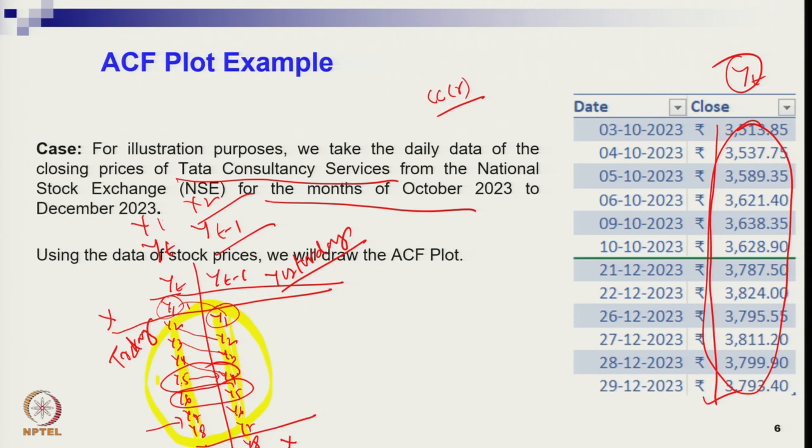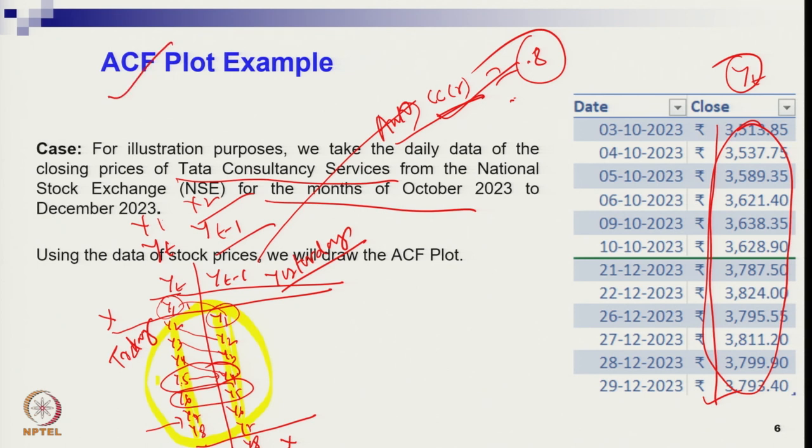So this pair of data, if you give it to Excel and ask Excel to calculate the correlation coefficient, Excel will calculate the correlation coefficient, suppose 0.8. But this correlation coefficient is not a simple correlation coefficient, this is an autocorrelation coefficient. Why? Because this is the auto data, same data. Done. We understood the autocorrelation coefficient or autocorrelation function.